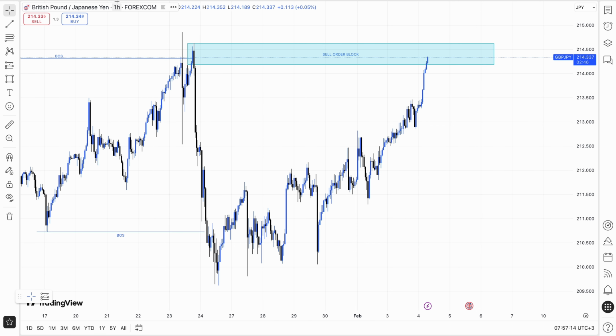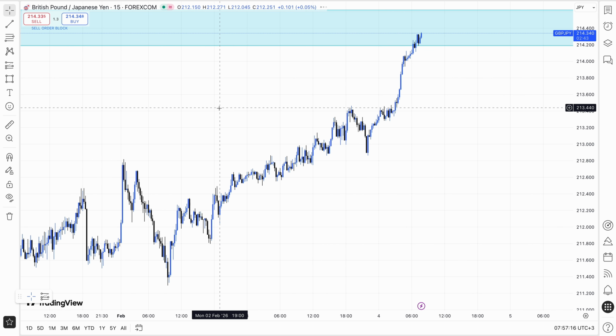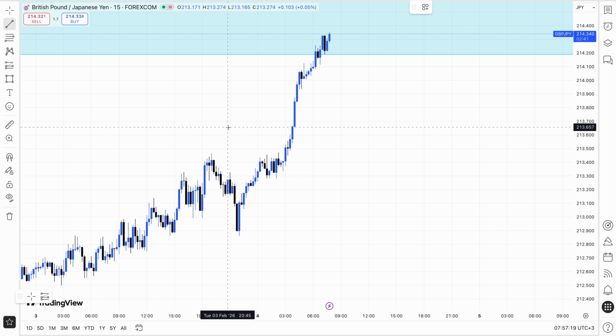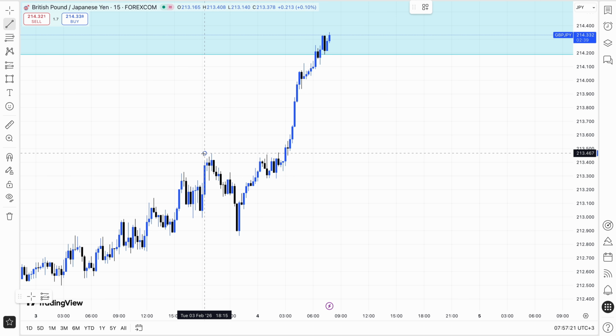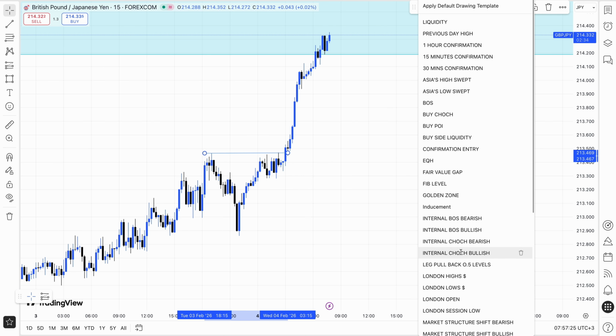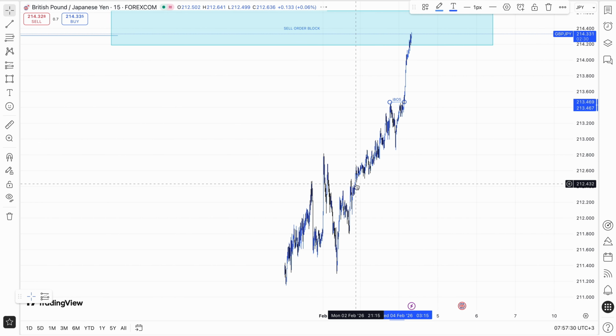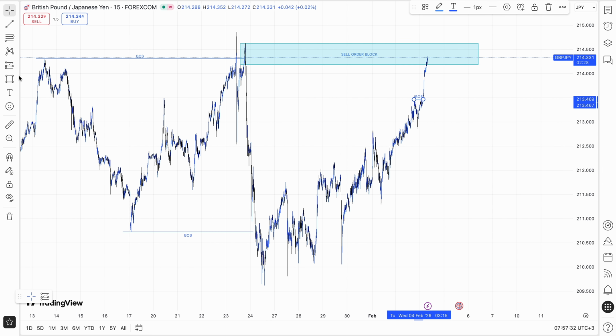Let's make it like that. Then automatically, if you come down to our internal market structure, you can tell the market is still bullish. Then you need to see this price shifting bullish before we try to buy it. But my main focus here is very, very simple.